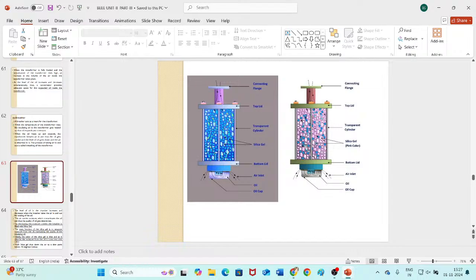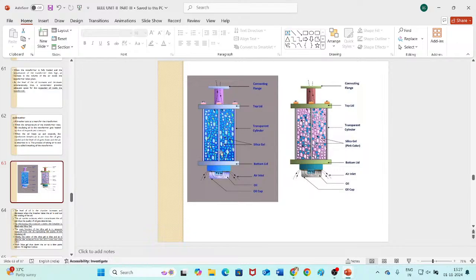Okay, so they will be blue in color. You can see here, this is the breather. The crystal rocks will be blue in color. They are known as silica gel. These crystal rocks absorb the moisture from the air. They will allow only air to enter into the main tank, and they will help the quality of the oil to be maintained.